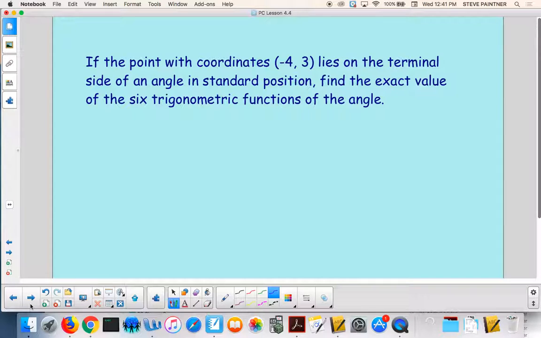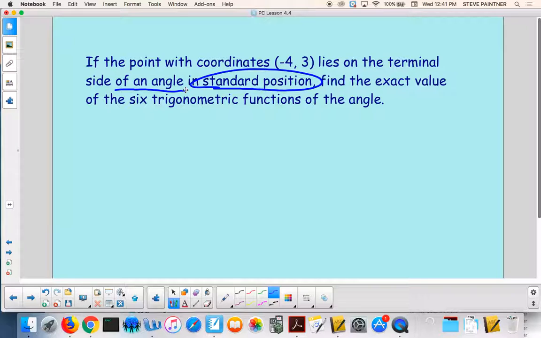Now, this is the next one, right? Okay, I'm going to read it to you, but I'm not sure if you're going to get this. If the point with the coordinates negative 4, 3 lies on the terminal side of an angle in standard position. I just threw a couple words at you. What does this mean? Raise your hand if you know. An angle in standard position.